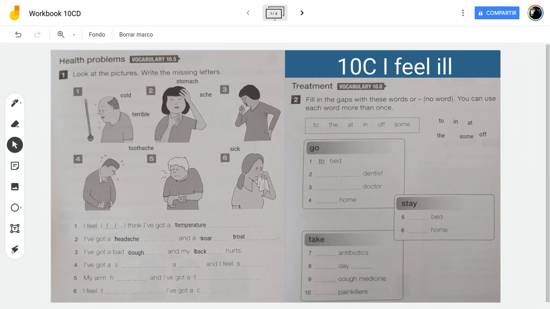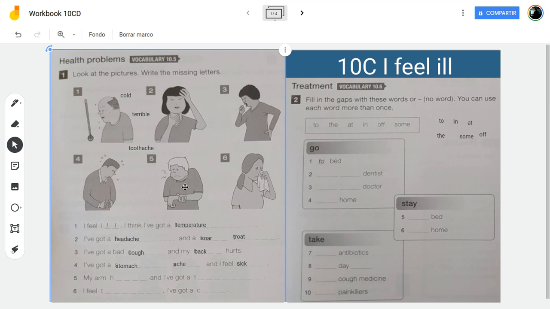Next one says I've got a... He's touching his stomach. So I have a stomach ache. I've got a stomach ache and I feel sick.